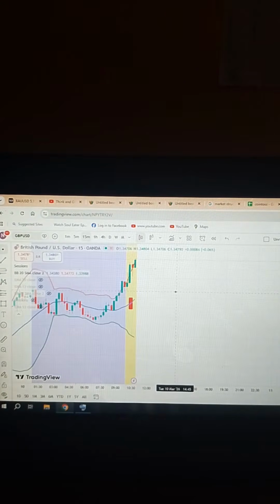Bro, if I had told you to enter a sell from here, you would have been trapped. But I needed more confirmation below the 20 MA so that we can sell. You see the way it is, guys? I needed more confirmation so that I can sell. And that's how you trade that strategy, guys.